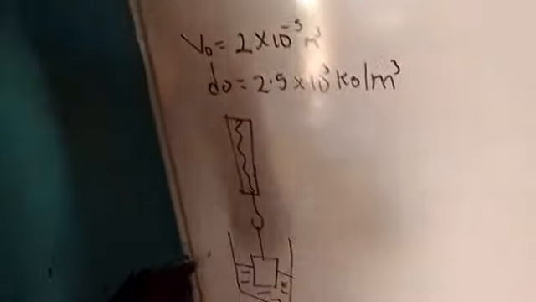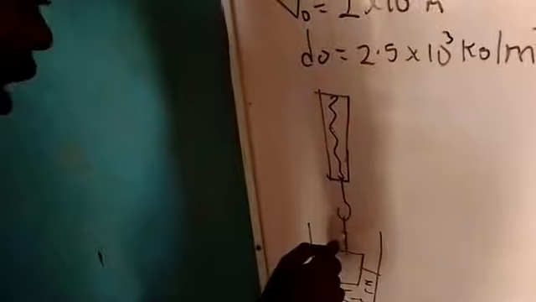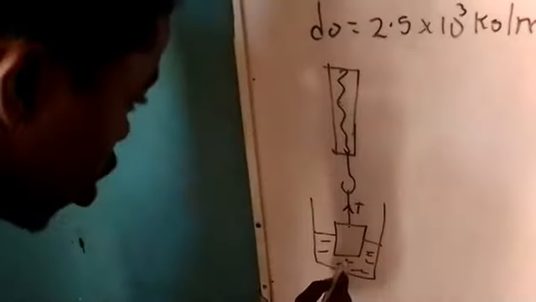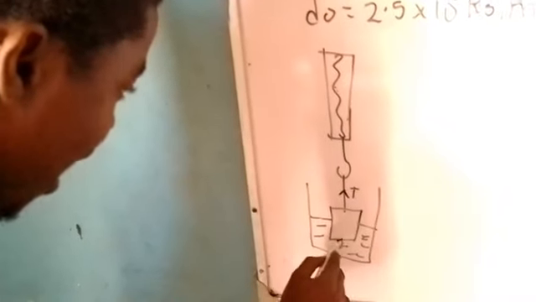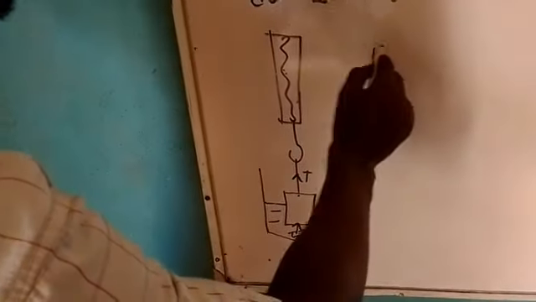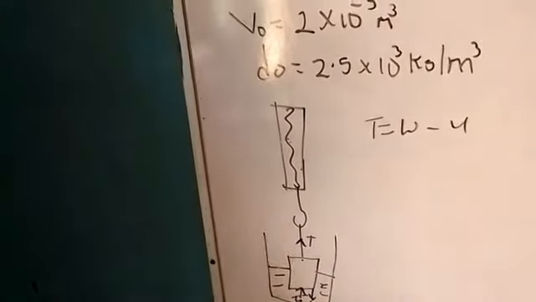Remember that we said the other time that this spring balance is going to record the tension on this rope. I will say the upthrust is an upward force acting like this, while the weight will act downward. So the tension is equal to what? Weight minus upthrust.